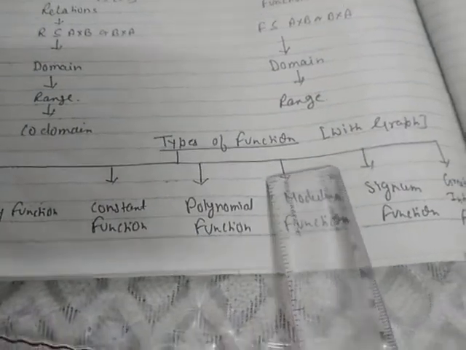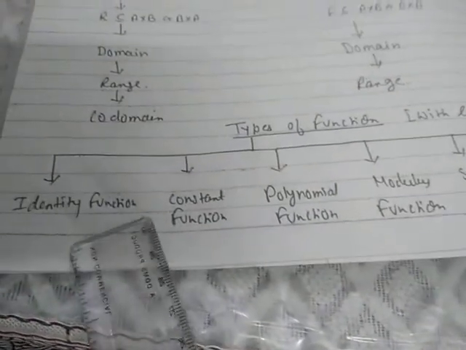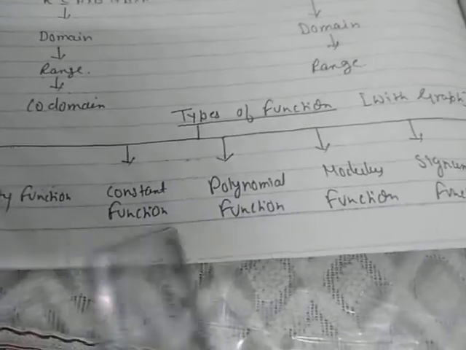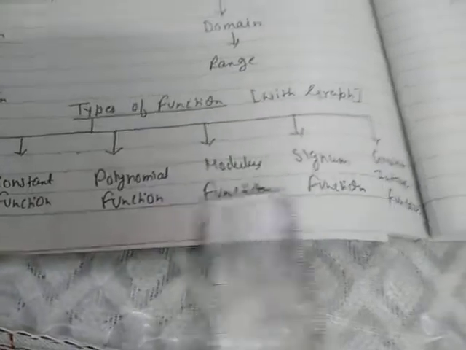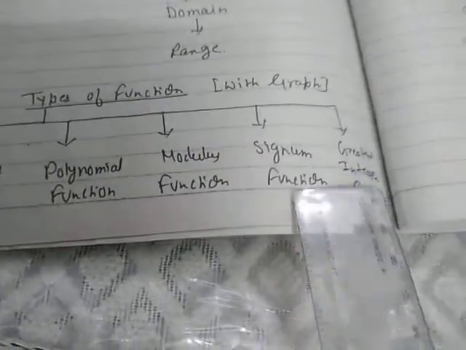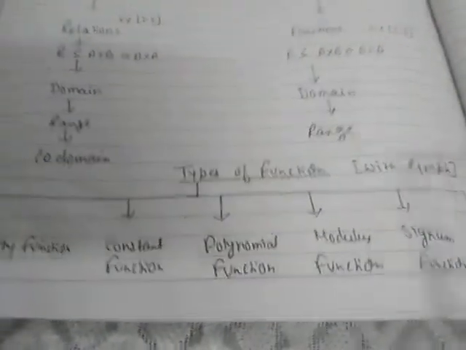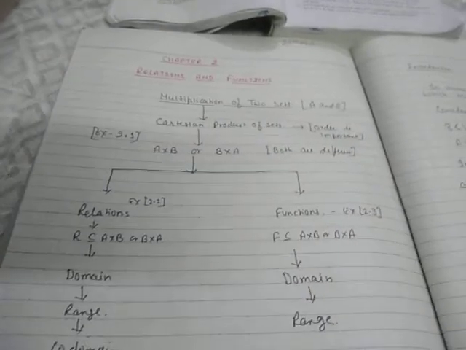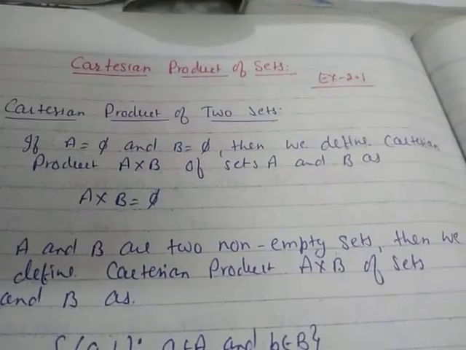For real numbers, graph of functions are given in the book. That functions are identity function, constant function, polynomial function, modulus function, signum function, greatest integer function, smallest integer function and so on. These are the key points of chapter 2, relation and function.